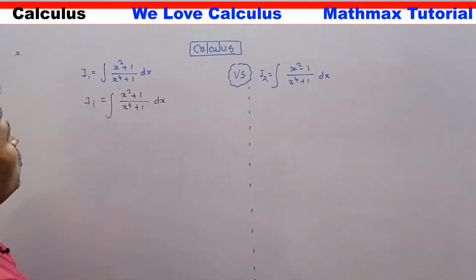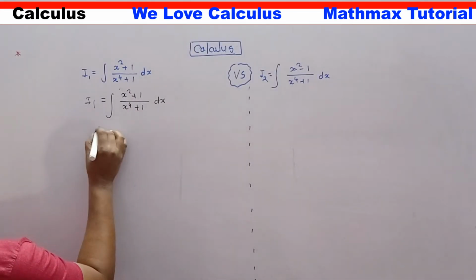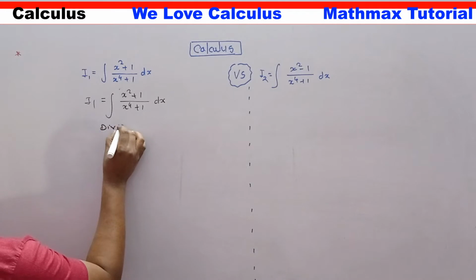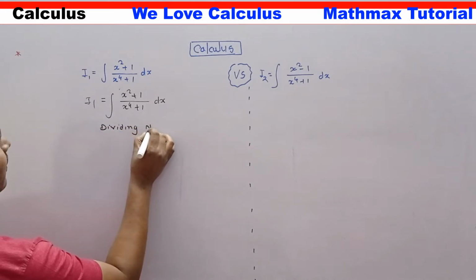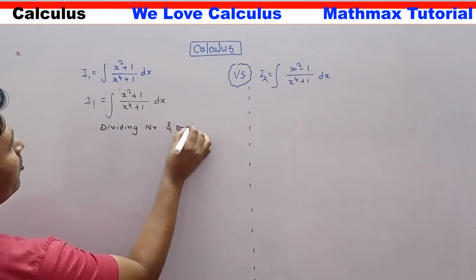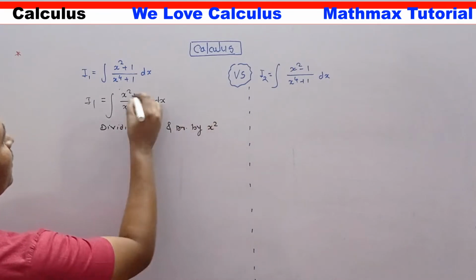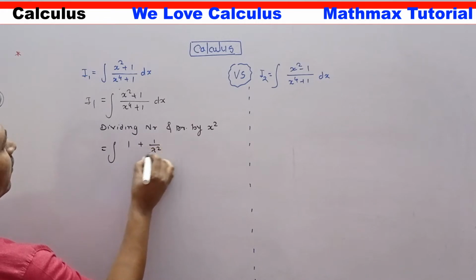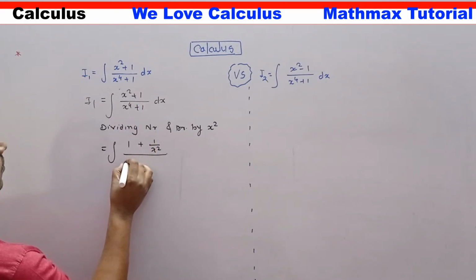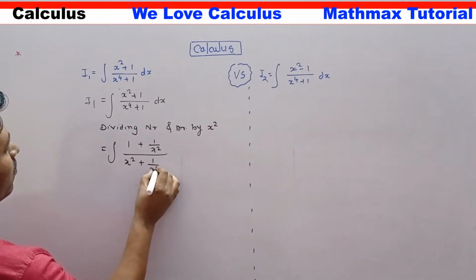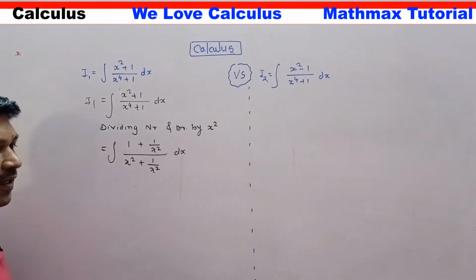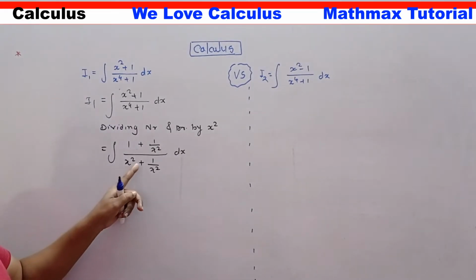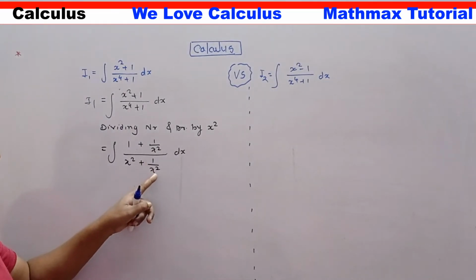Here we can divide both the numerator and denominator by x square throughout. Dividing the numerator and denominator by x square, the integral becomes (1 plus 1 upon x square) divided by (x square plus 1 upon x square) dx.